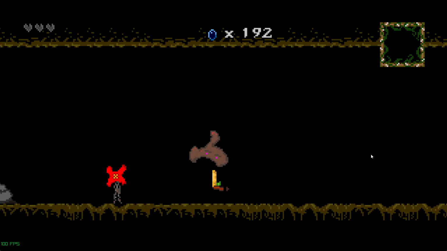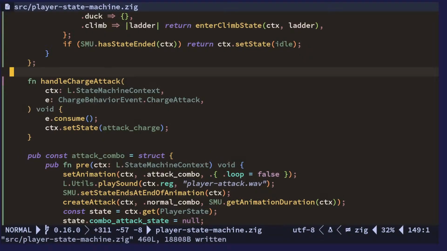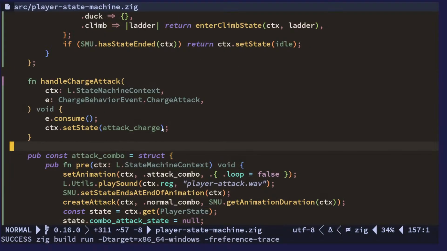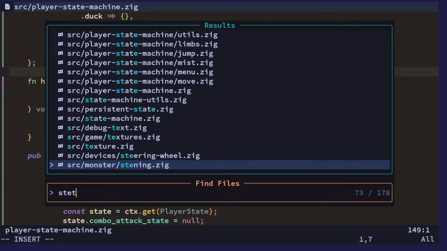Oh man, my brain stopped working there for a second. Okay. All right. What now? So, oh yeah, we can try the stealing.